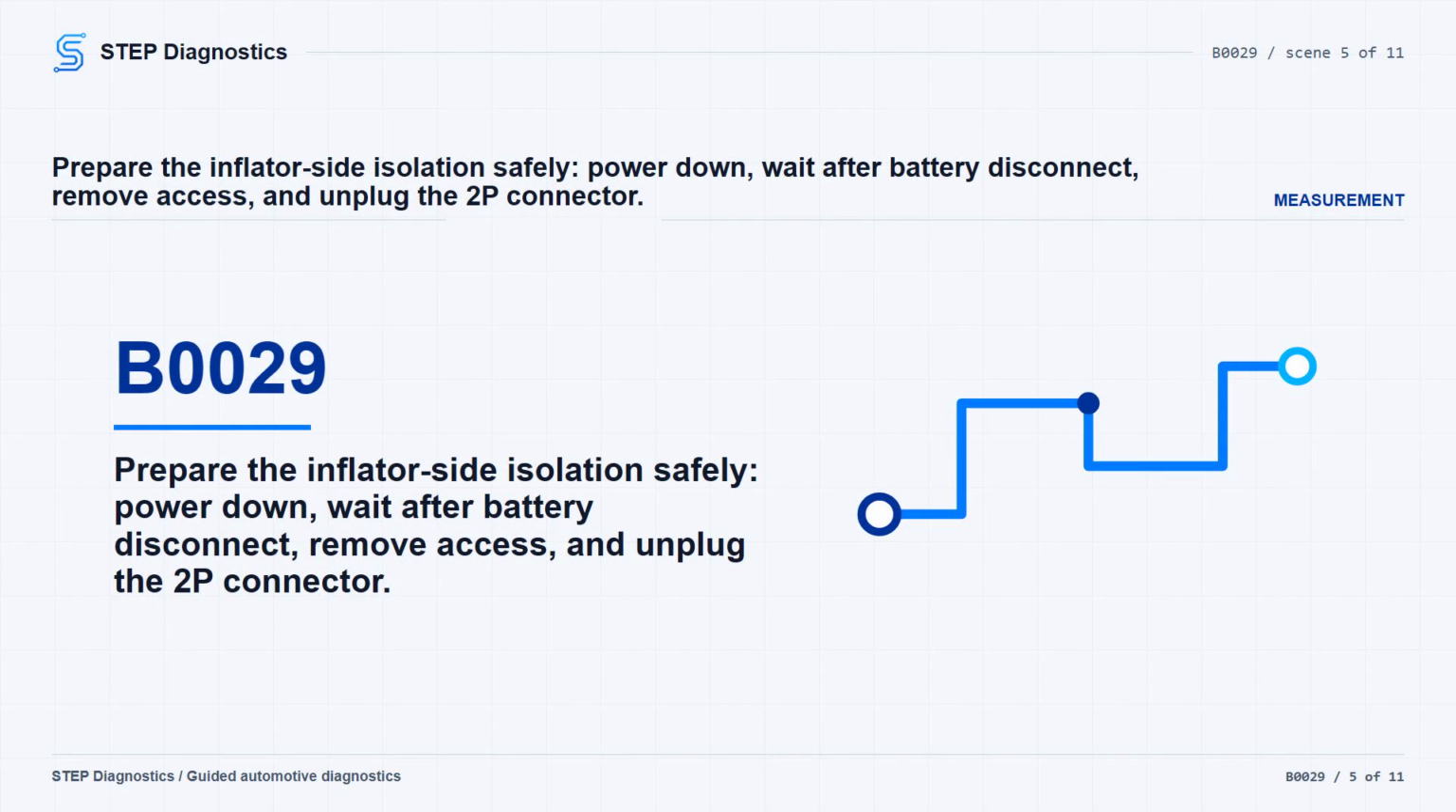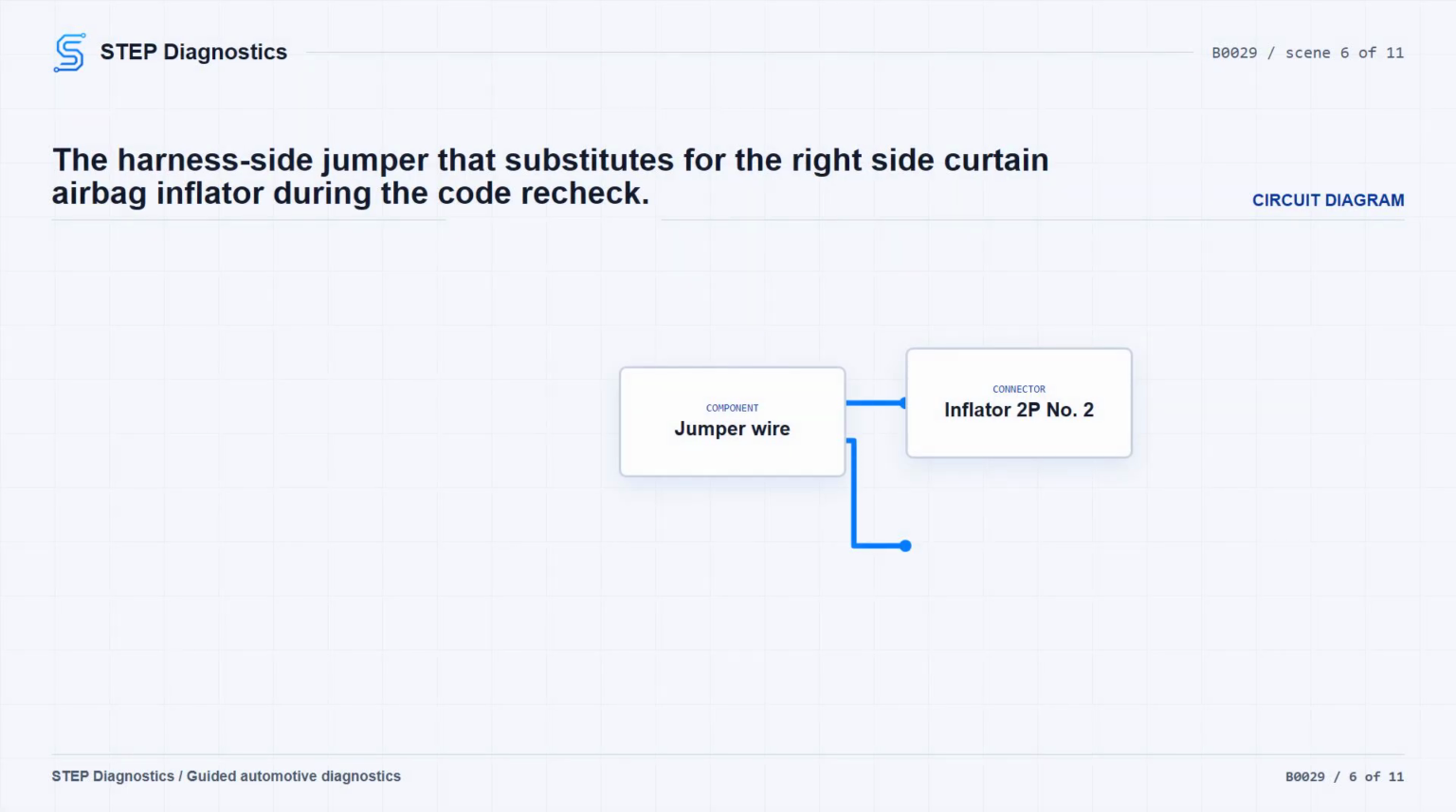Next, isolate the right side curtain airbag inflator from the rest of the circuit. Turn the vehicle to the OFF lock mode. Disconnect the negative cable from the 12-volt battery and wait at least 3 minutes. Remove the headliner, then disconnect the right side curtain airbag inflator 2P connector on the right side wire harness. On the harness side, connect terminal A at connector No. 1 to terminal B at connector No. 2 with a jumper wire.